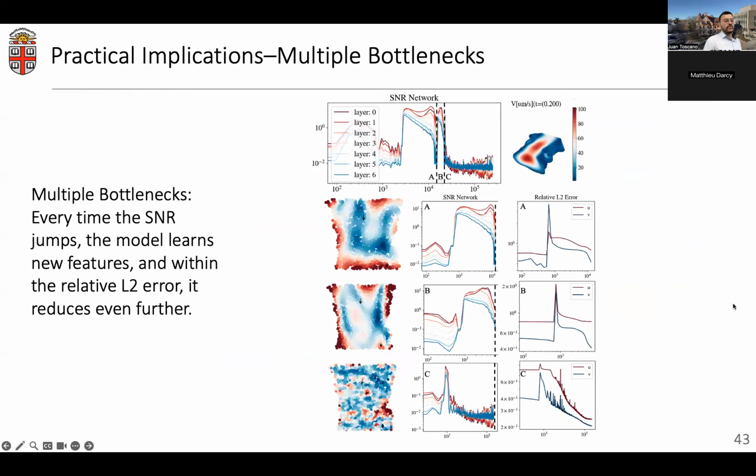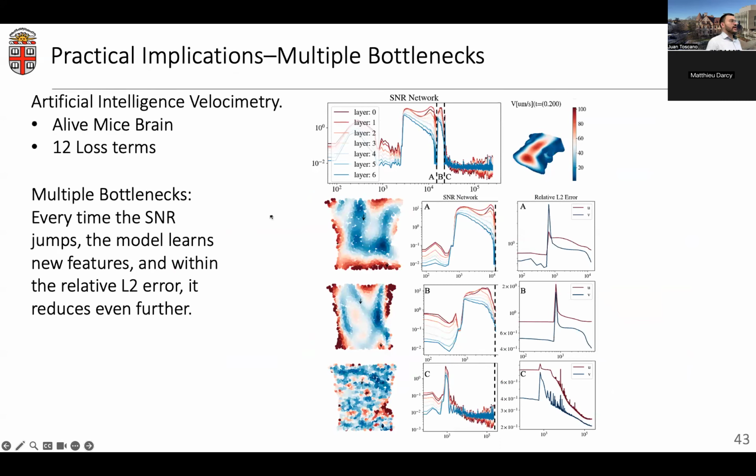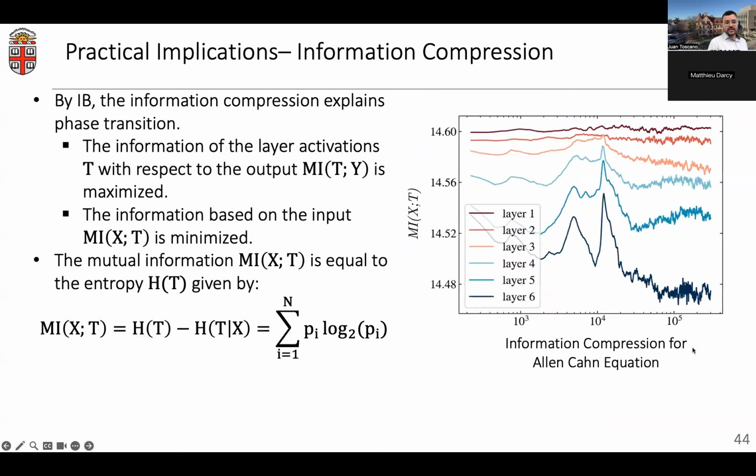We can also observe, like what I was mentioning before, that every time you have a jump, the SNR improves. This is for a real case. This is an inverse problem, a flow inside a live mouse, and you're trying to solve it. You have 12 loss terms, and you can see that you actually have multiple SNRs. Every time the SNR jumps, you get a better picture of the problem. In this case, you're getting the general picture, then the data, then the boundaries, and then you can complete learning. And every time you jump, you see that the relative error decreases.